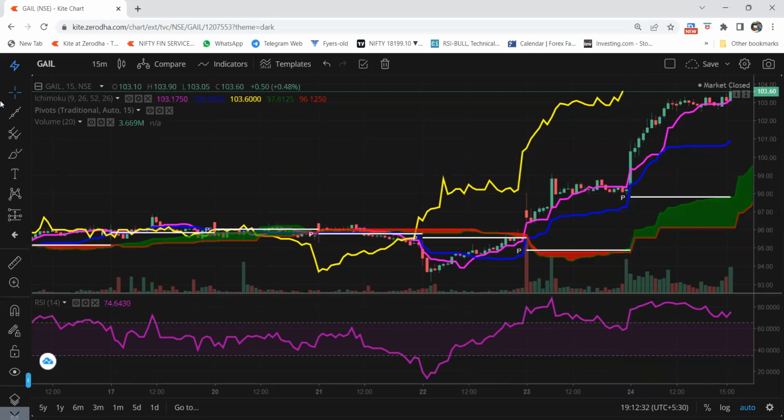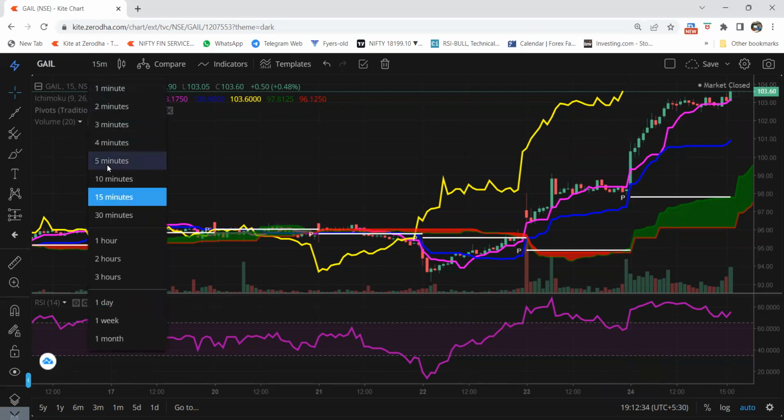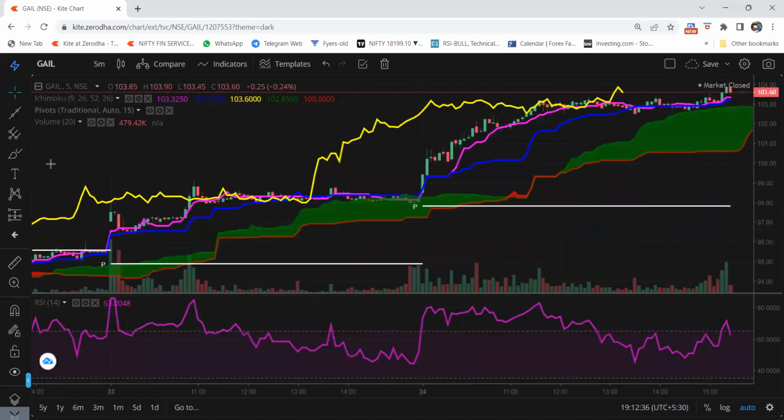What is the target? Just come back to 5 minutes. There is a conversion at the conversion line and baseline. It touched, and immediately we book it. So this is also almost like 103. If you had gone through the pivot point, the target would have been 103.60. If you had gone through Ichimoku, it is also 103.60. So all are one and the same.